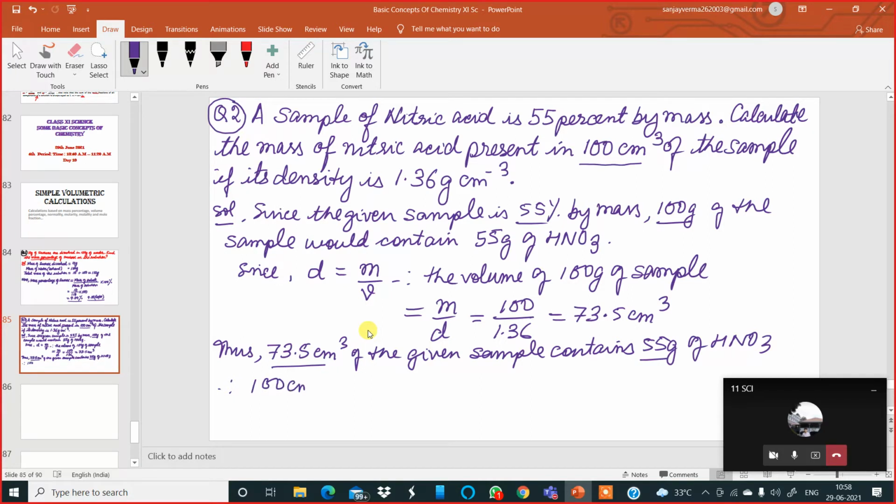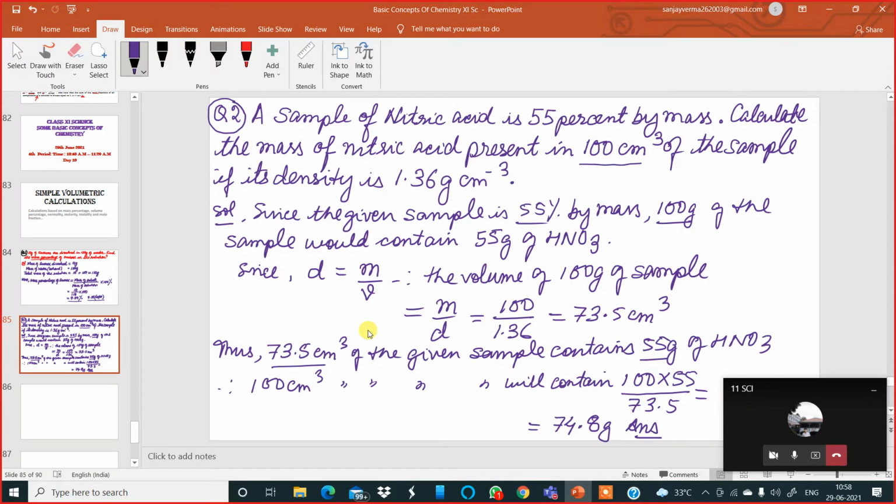Therefore, 100 centimeter cube of the given sample will contain 100 multiplied by 55 divided by 73.5. So we simplify this. Upon simplification we will get approximately 74.8 grams, which is the answer. Okay, so this is the second one.